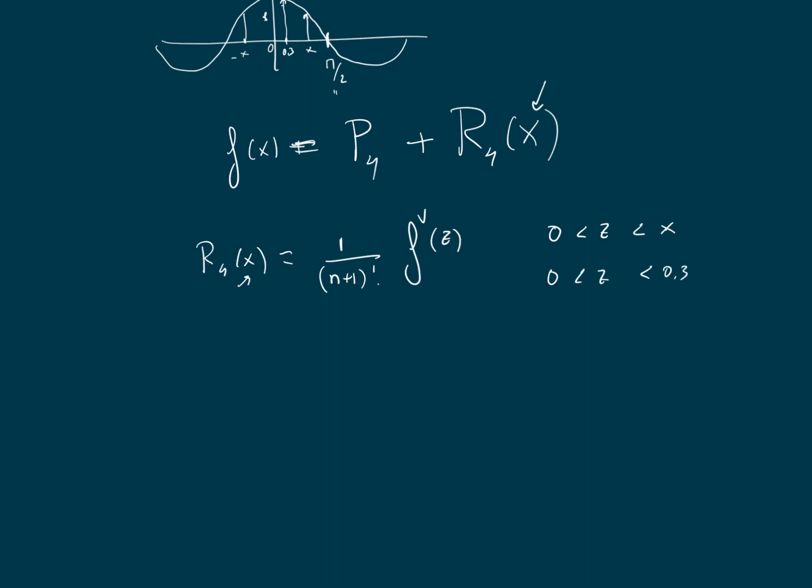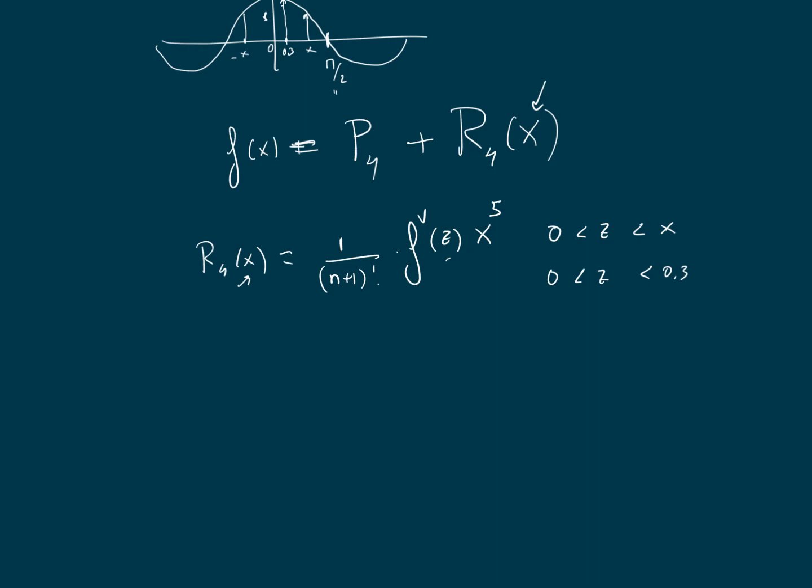But you don't know what C is. And the theorem says that the error, the R4 of X, is 1 divided by n plus 1 factorial times the fifth derivative of the function at this unknown point. Of course, it also depends on x, so x to the fifth will appear. It's easy to remember because it's the next term of the Taylor polynomial, or in this case the Maclaurin polynomial, evaluated at the unknown point c.